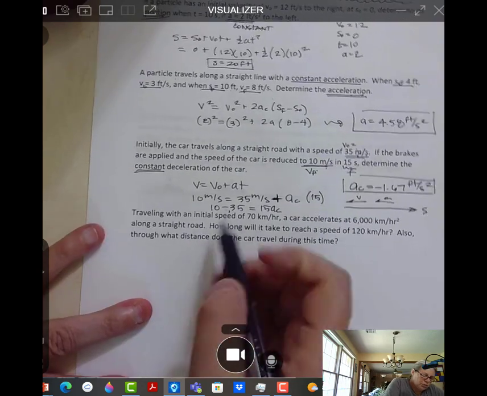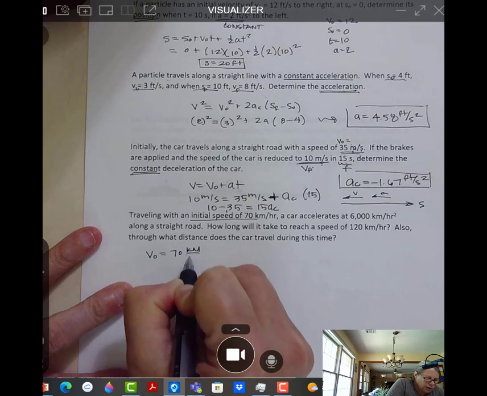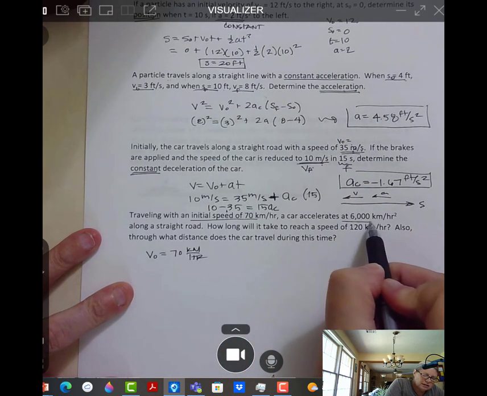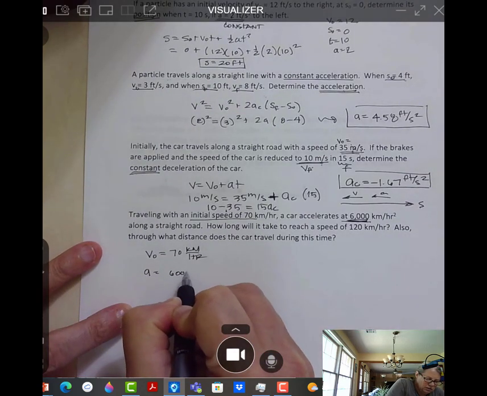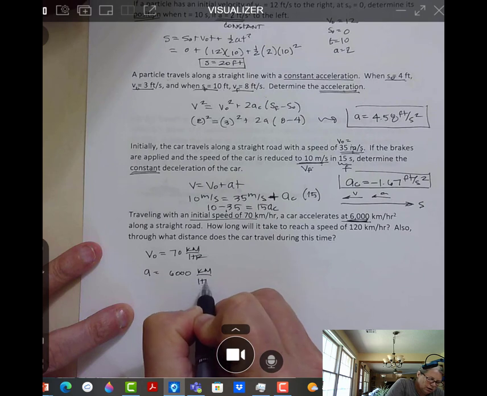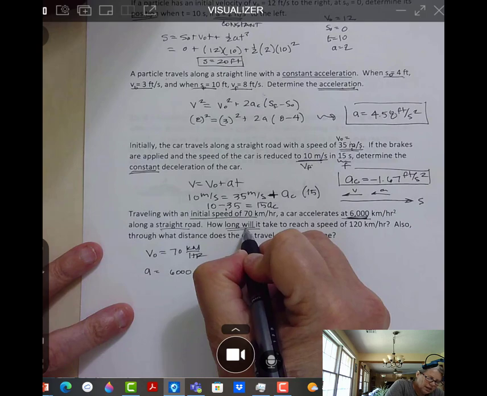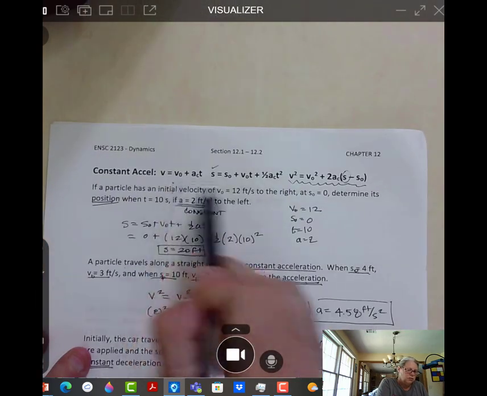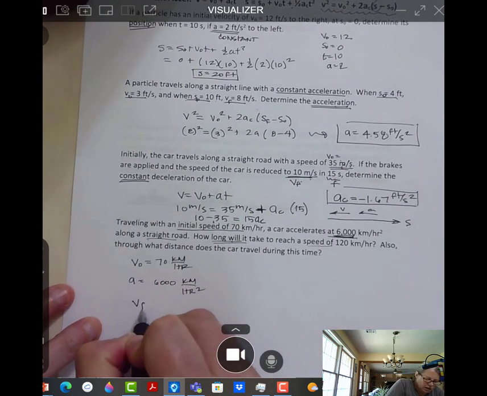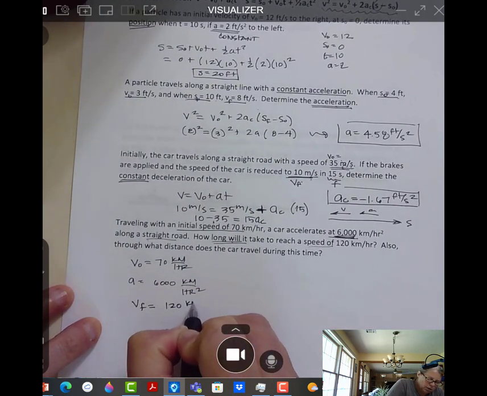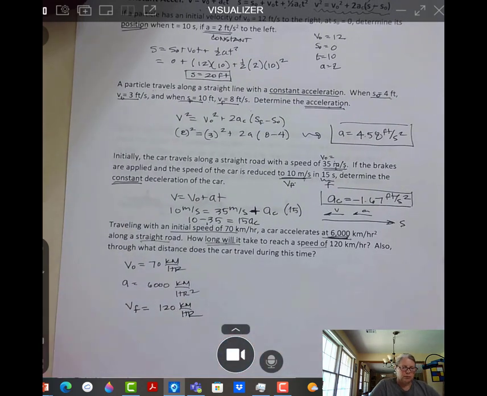Okay, a car is traveling with an initial velocity equal to 70 kilometers per hour. It accelerates, and I know that's constant because it's a constant number. So my acceleration is 6,000 kilometers per hour squared along a straight road. How long will it take to reach a speed of 120 kilometers per hour? So I'm looking for time. Also, through what distance does the car travel? The first thing I'm looking for is time.